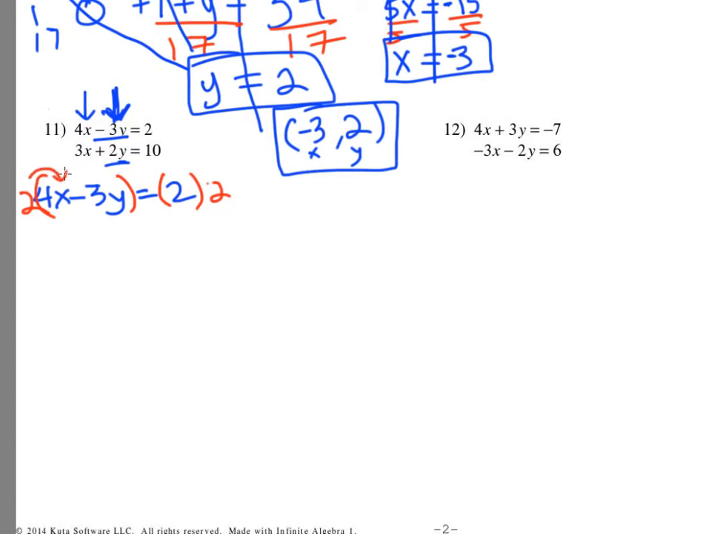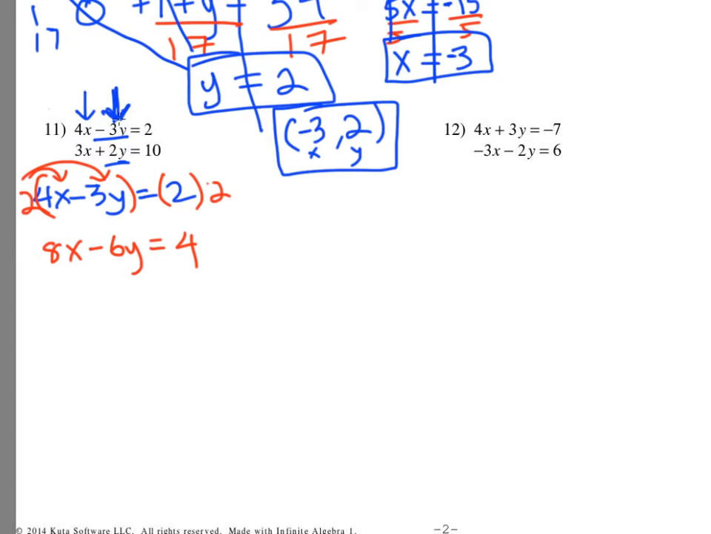Let me distribute here and here. So 2 times 4x, that's 8x. 2 times negative 3. Positive times a negative, that's a negative 6. And 2 times 2 is 4.